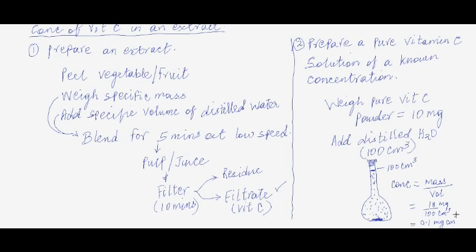So now we've done the basic two steps for this experiment. That is, the first one is prepare an extract of the fruit or vegetable which you want to estimate the vitamin C content of, and number two is you want to prepare a vitamin C solution which you will use for titration to estimate the unknown. We'll see how that works out in the remaining steps of this experiment.